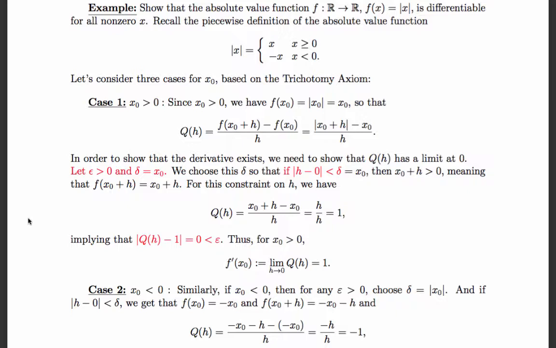Well, let's consider 3 cases for x naught to determine whether the absolute value of x is differentiable at x naught, and if so, what is the derivative? So let's look at x naught greater than 0. Since x naught is greater than 0, then f of x naught is just x naught. And q of h, which is f of x naught plus h minus f of x naught over h, is just absolute value of x naught plus h minus x naught, over h.